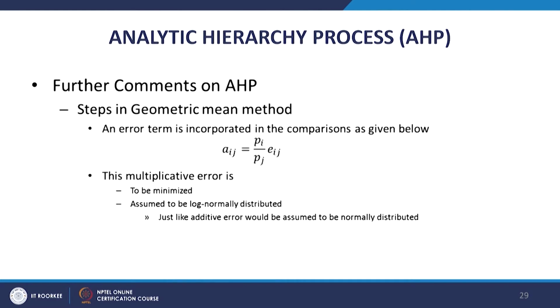So, now this error is to be minimized, and because this is a multiplicative error, we will have to do the log transformation. We can take ln on both sides, and therefore we can derive the equations for minimization of the sum of errors. Now, this error is assumed to be log normally distributed, just like in linear regression, where it is typically an additive error.